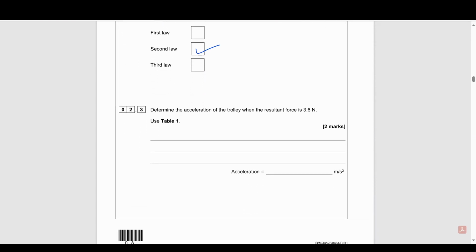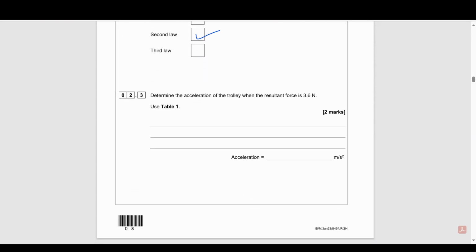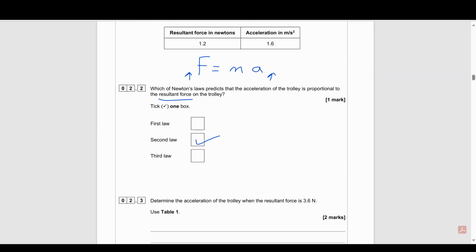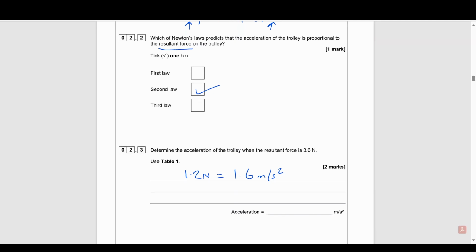2.3. Determine the acceleration of the trolley when the resultant force is 3.6 newtons. Use table 1. So let's go back to table 1. The resultant force was 1.2 in that table. So 1.2 newtons is equal to 1.6 meters per second squared. But the question is now, force has changed to 3.6 newtons. What will the acceleration be?